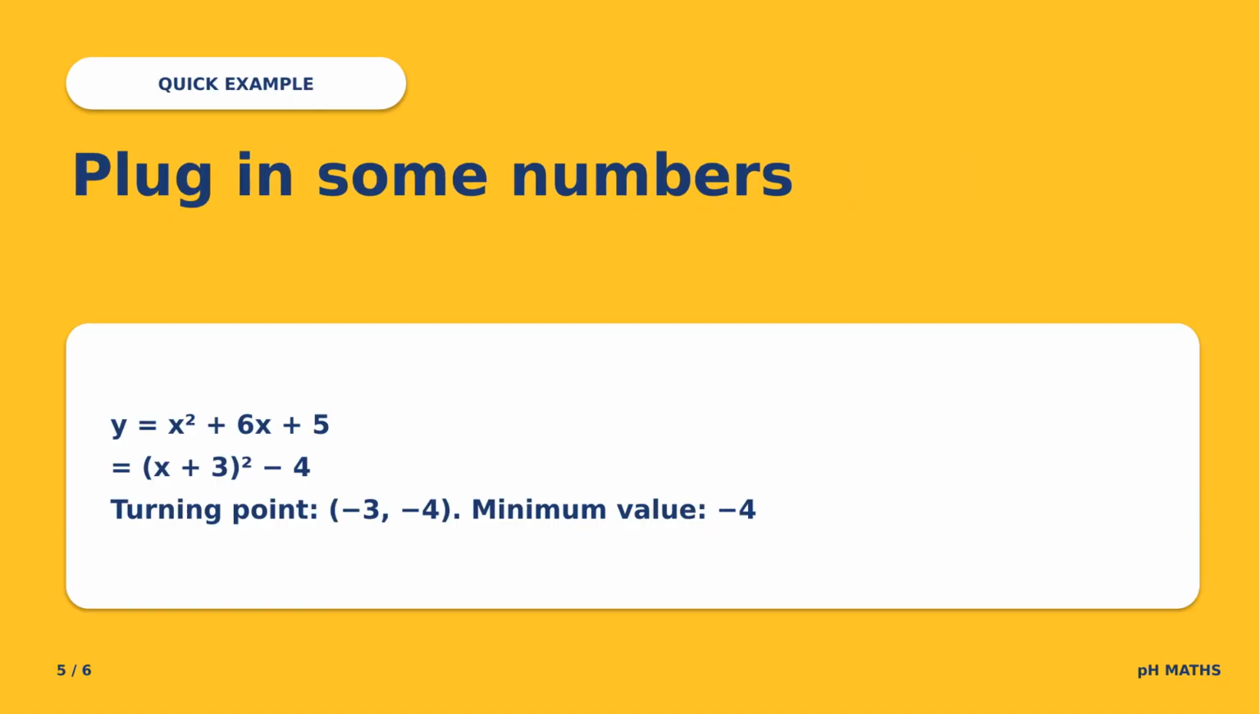Quick example. y equals x squared plus 6x plus 5. Complete the square. Equals (x plus 3) all squared minus 9 plus 5. Equals (x plus 3) all squared minus 4. Turning point at minus 3, minus 4. Minimum value is minus 4. Done.